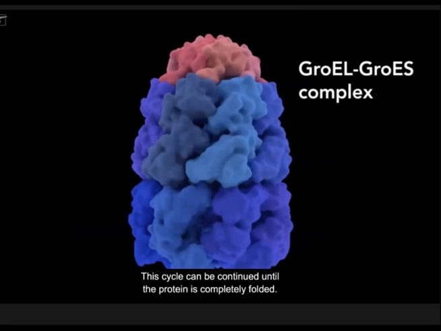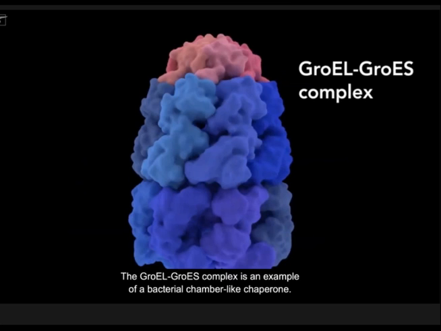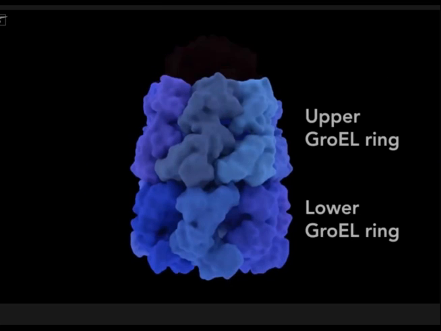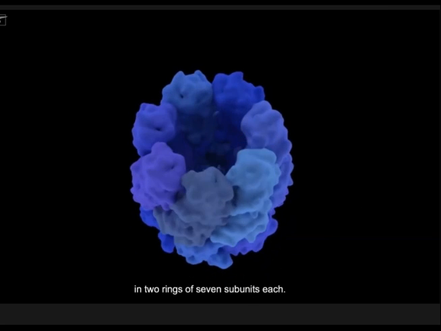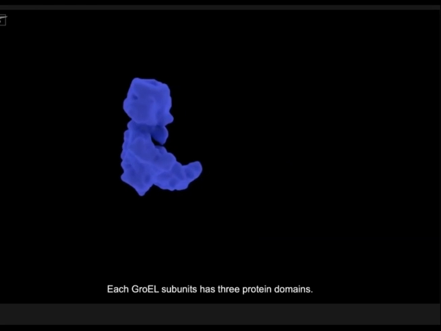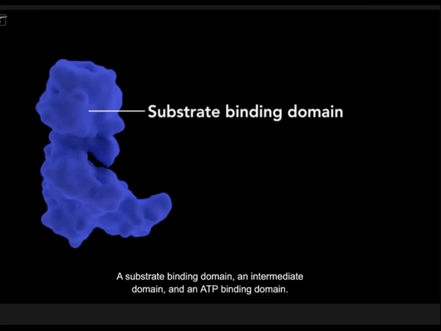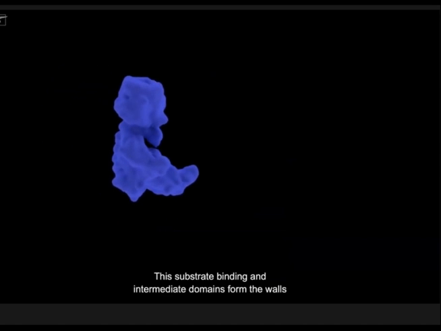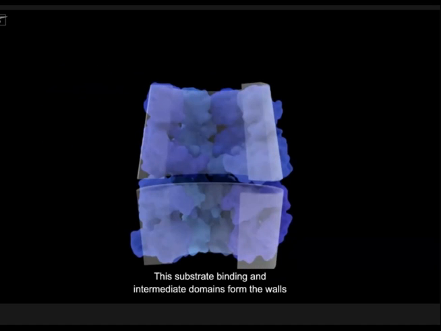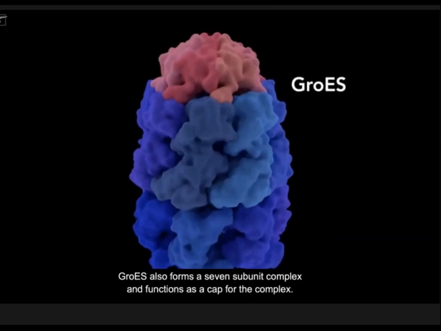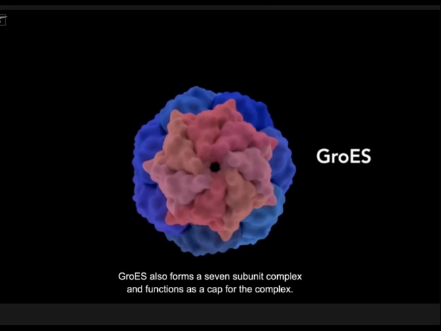The GroEL-GroES complex is an example of a bacterial chamber-like chaperone. The GroEL subunit consists of 14 identical subunits arranged in 2 rings of 7 subunits each. Each GroEL subunit has 3 protein domains: a substrate binding domain, an intermediate domain, and an ATP binding domain. The substrate binding and intermediate domains form the walls of the chambers, while the ATP binding domain separates the upper and lower chambers. GroES also forms a 7 subunit complex and functions as a cap for the complex.